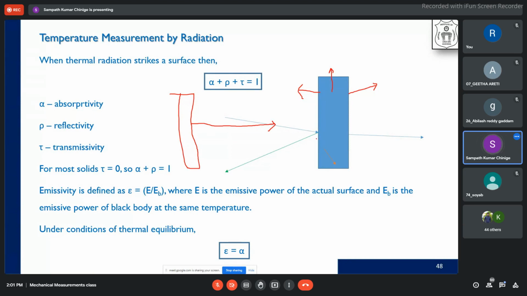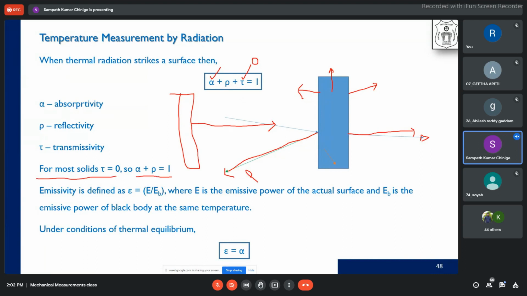So this incident radiation will undergo three processes. One is it may be absorbed in the body, which is denoted by alpha. It may be reflected back, the same energy may be reflected back. It is your rho. And the third one is it may be transmitted. The energy that falls onto it may pass through the structure and leave from the other side. This is what we call transmissivity. For most metals and most solids, tau is equivalent to 0.